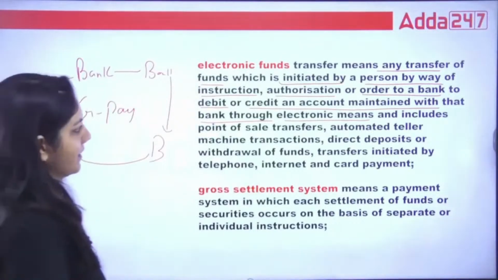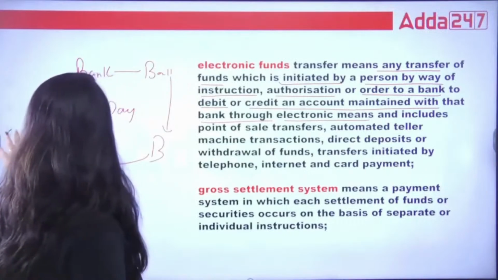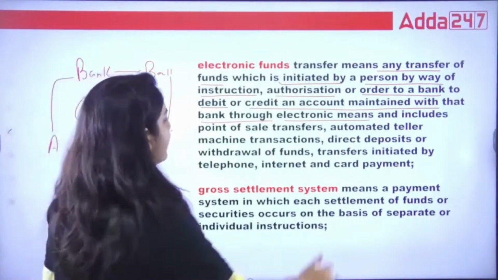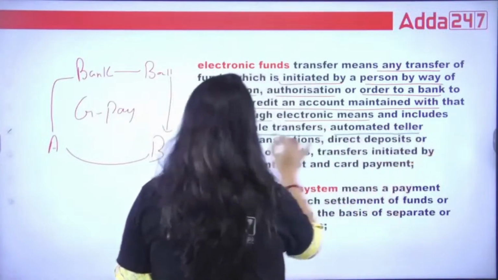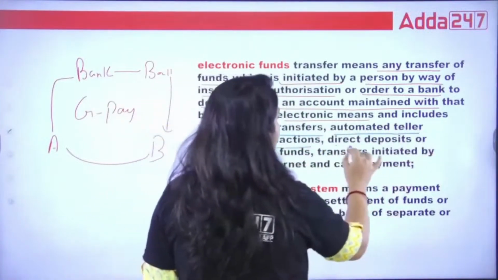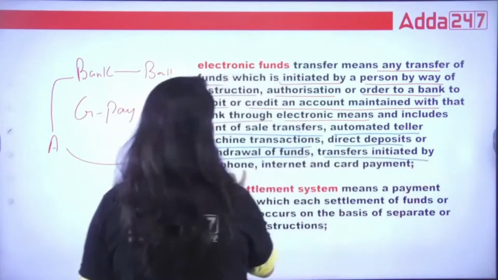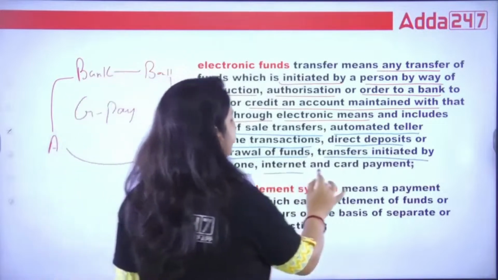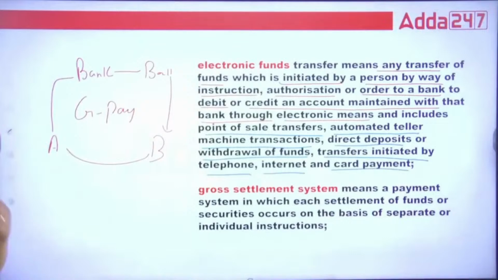And what it includes, as you can easily see, includes point of sale transfer, automated teller machine transaction, direct deposit, withdrawal of funds, transfer initiated by telephone, internet, card payment, etc. So this is called electronic fund.